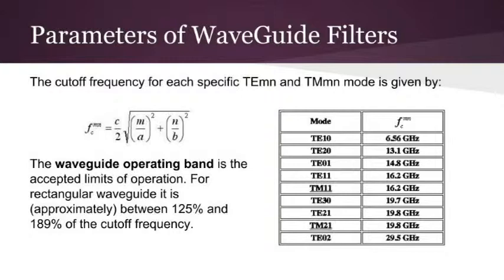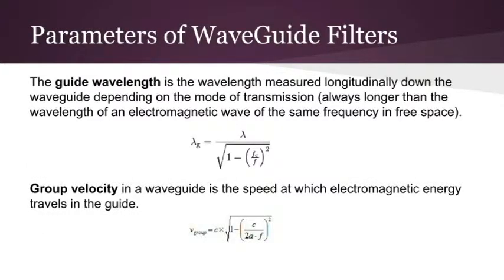The guide wavelength is related to the cutoff frequency, Fc, where lambda is the wavelength the wave would have if unrestricted by the guide. For guides that are filled only with air, this will be the same as the free space wavelength for the transmitted frequency, which is noted as F. Group velocity in a waveguide is the speed at which electromagnetic energy travels in the guide. At lower cutoffs, which is below 6.56 GHz, the wave is slowed to 0, and at higher cutoffs, the wave is about 90% the speed of light.